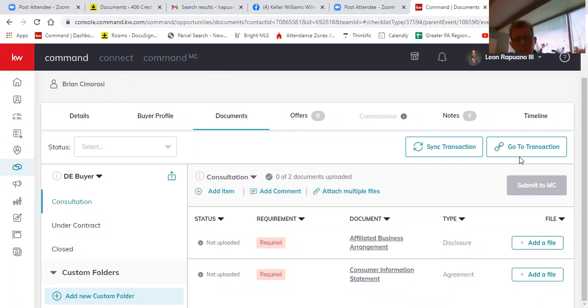But where a piece of advice, if you do have a buyer that you need to kind of cultivate a little bit, put them on a drip campaign within Command, just so you stay in front of them. Okay.